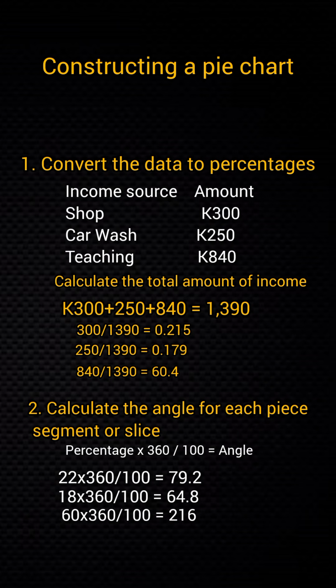Now you can move on to draw the pie chart itself, and obviously you need a compass and a protractor if you are doing this manually, but you can also do it in MS Word or Excel easily. Once you're done with this, you can add the labels by providing the title and other information such as the key, percentages, and so on.